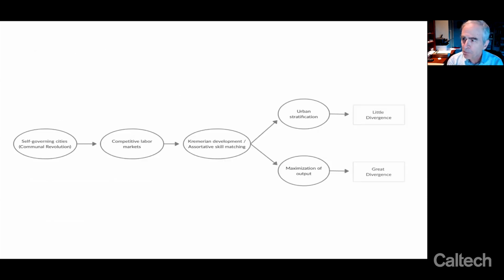So here's a picture of the flow of argument. Again, we have the communal revolution on the left. We get more competitive labor markets. This sparks a process of assortative skill matching and Kremerian development. And then the two main welfare consequences of that lead to the Great Divergence, the maximization of system-wide output, and the Little Divergence within Europe, the urban stratification part.